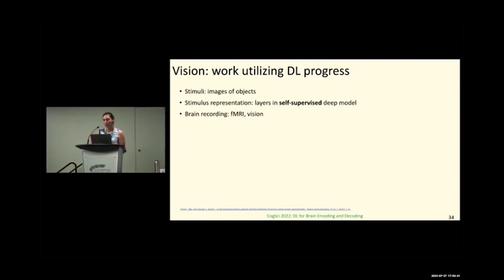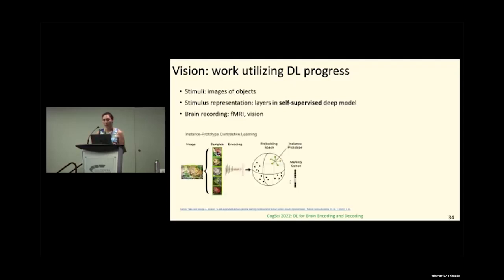So this is work by Talia Konkle and her colleague. Here they used a new type of model, the self-supervised model. The way this framework works is called instance prototype contrastive learning. And this makes use of a new development in deep learning, which is the contrastive learning framework. This framework operates in several steps. The first step is to take multiple samples of the image, which you see in the second part there, and project these into a lower dimensional representation via a convolutional neural network. We can then use contrastive learning to map these different representations of the same image closer together and farther apart from representations of other recently viewed images.